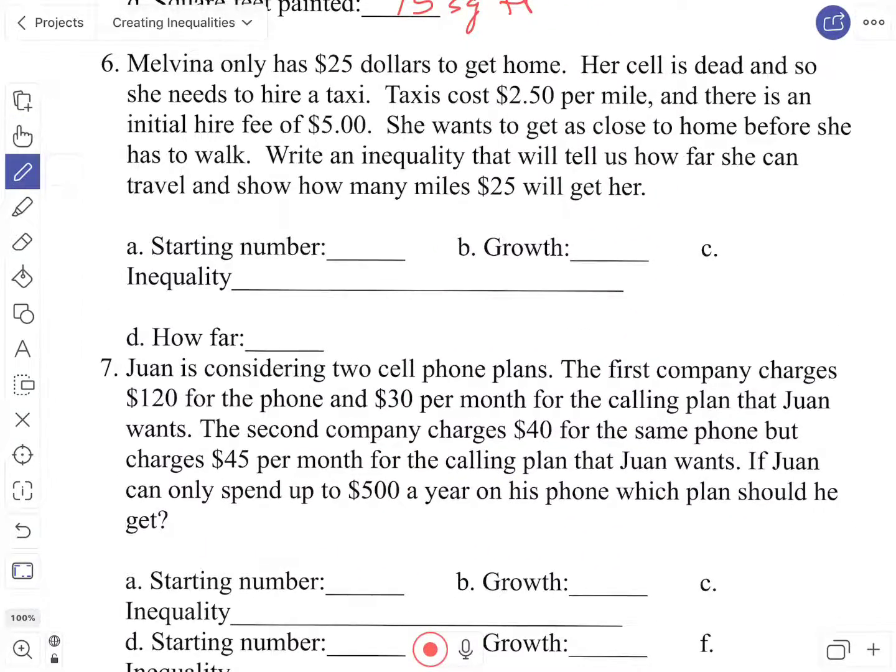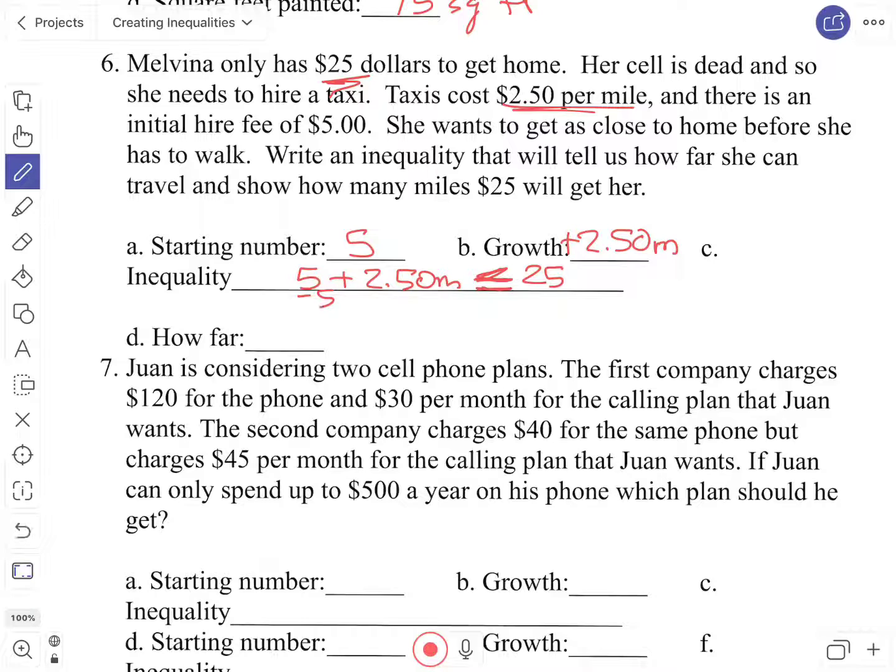All right, number 6. Melvina only has $25 to get home. Her cell is dead, and so she needs to hire a taxi. Taxis cost $2.50 per mile. That's our growth, right? 2.50 times how many miles she goes. So we're adding that. And there's an initial hire fee of $5, so that's what we're starting out with. So we go 5 plus 2.50m. We only have $25, so again, our amount has to be less than or equal to that $25.